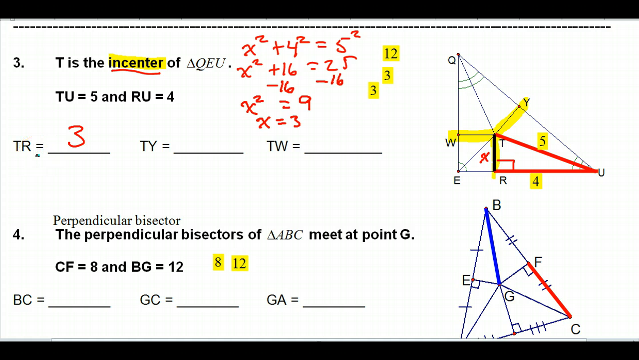Okay, and then Ariana is saying, look guys, look at all those yellow lines that Mr. Burton just marked. The point of the yellow lines was right at the beginning. It's the incenter, that's equidistant from the sides. Yellow, yellow, yellow, those are all the same. So if you have one of them, you have them all. TR turned out to be 3. TY and TW are the other yellow lines, so they are also 3.